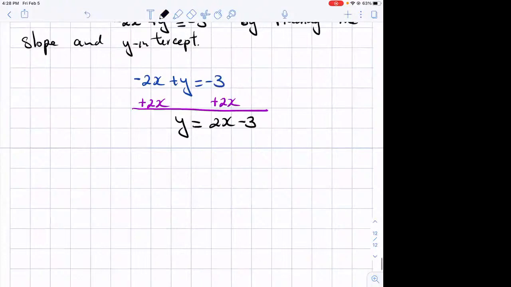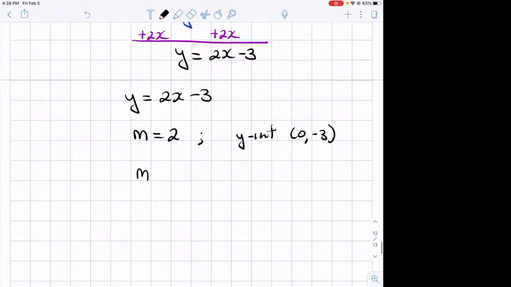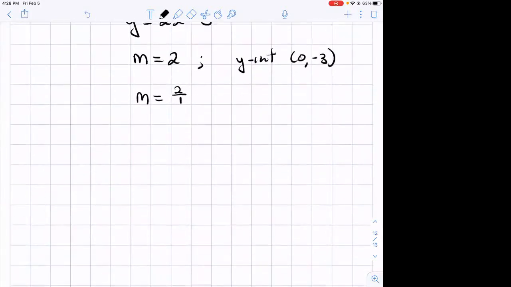Yeah. Now you're able to tell the slope m is equal to 2, and the y-intercept is (0, minus 3). Okay. Now that we have this, remember m is rise over run, so it's 2 over 1. And now that I have this, I'm able to graph my line. Okay. I'm able to sketch the graph of the line.